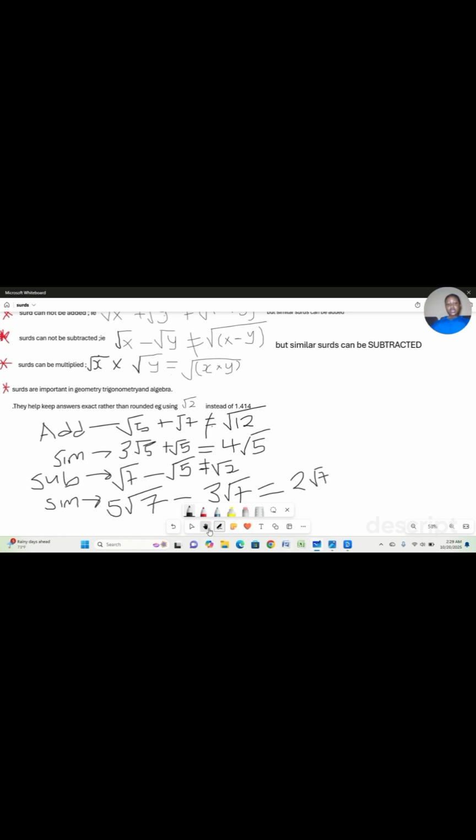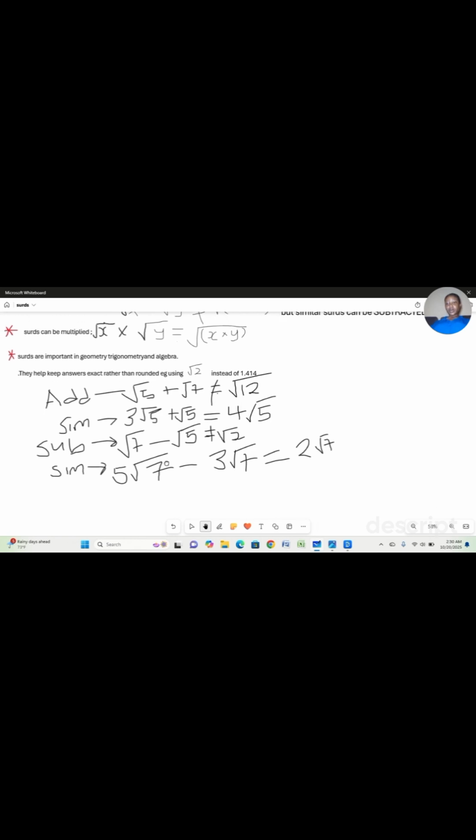So similar surds can be subtracted. We also have surds can be multiplied. In this multiplication rule, surds can be multiplied. It doesn't matter if they are similar or not. They can be multiplied together. So let's do multiplication.